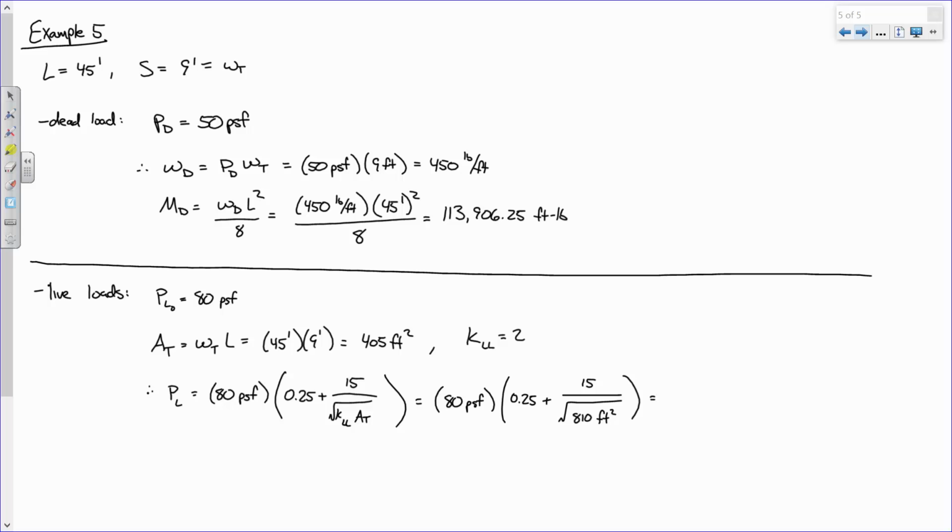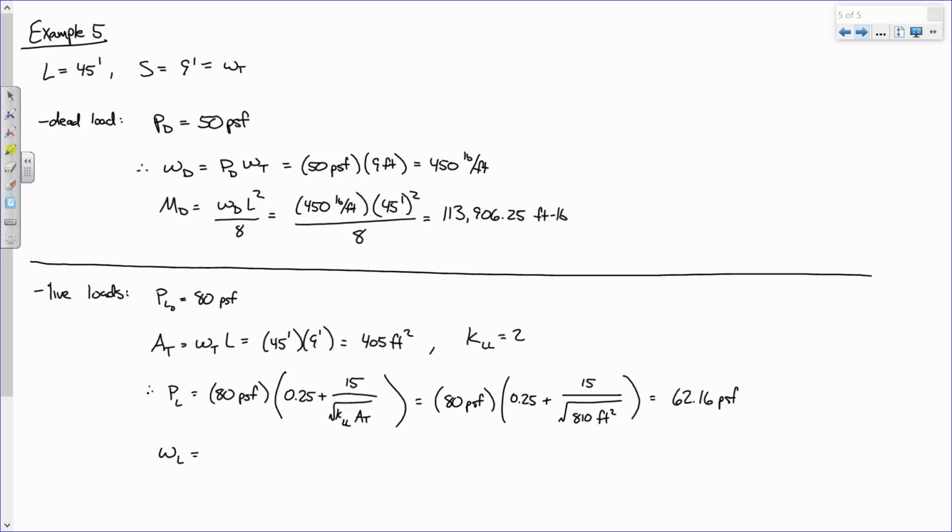And so what's my reduced pressure load going to be? 62.16 PSF. Remember, there's a limit. You can't reduce it more than 40%. 40% of 80 PSF is 32, so that's fine. Like if we computed this and it ended up being like 3 PSF, remember you can only reduce it so far. All right. And so now that we've got this, we do the exact same thing we just did.